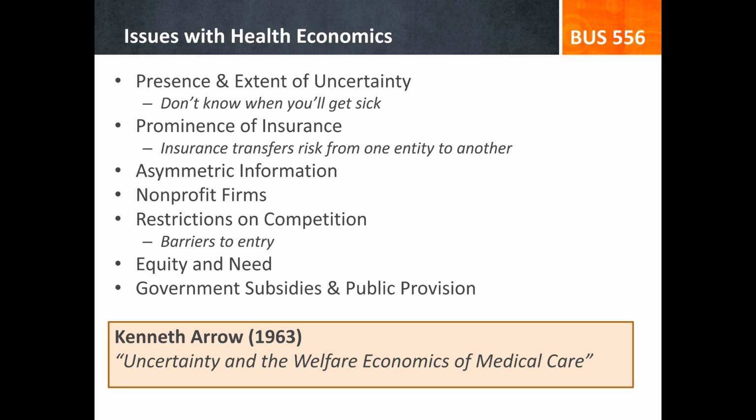Prominence of insurance. So we're going to talk about in some of the chapters that insurance transfers risk from one entity to another. And what that means is, we talked about that $500,000 surgery, you no longer have to pay that out of pocket, because you end up paying $500 a month for a health insurance policy. By buying health insurance, you transfer the risk from yourself to the insurer. So the insurer is on the hook for the big surgery, and you're just on the hook for the monthly premium.